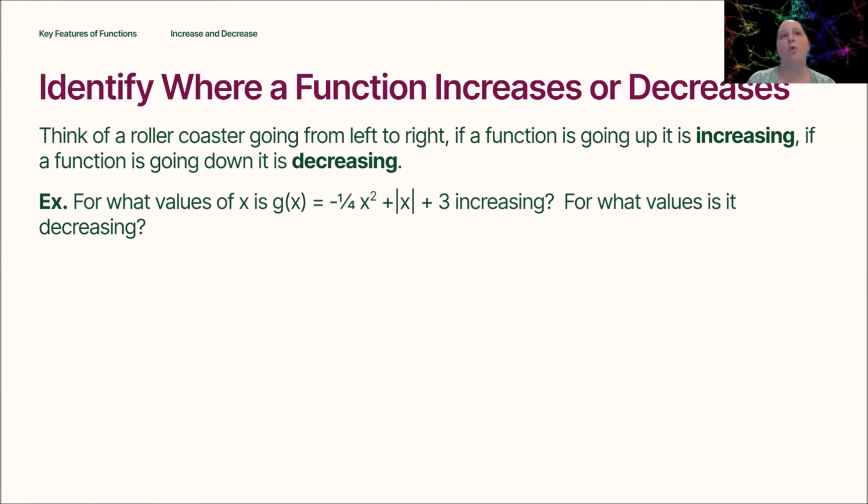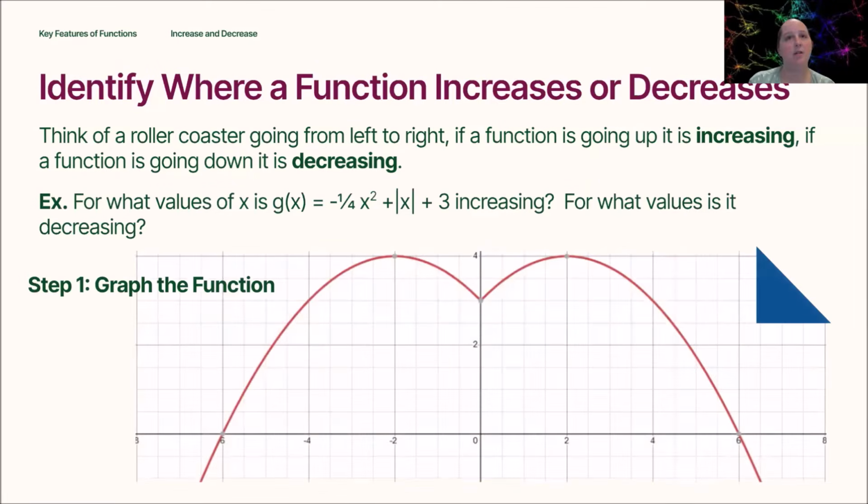So again, for what values of x is g of x equals negative 1/4 x squared plus the absolute value of x plus 3 increasing? And for what values is it decreasing? Okay, so I want to graph the function first. That will make my life so much easier. Once I do that, I've got this almost like a McDonald's sign shape.